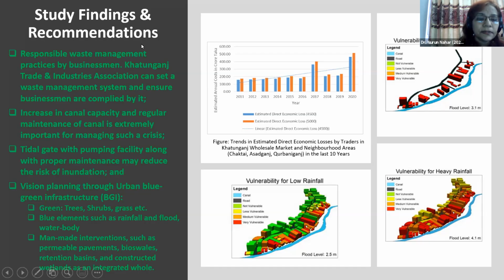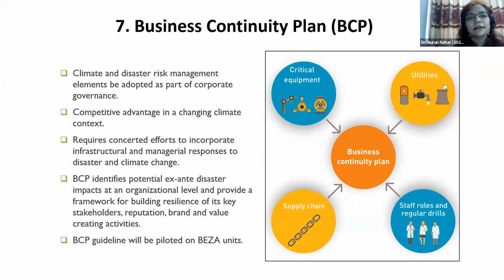So we can have it such as the pavements, wells, retention basins, and construction of wetlands designed in a more environment-friendly manner, and also increase the canal capacity. There are many canals there, through dredging. If that is done on a regular basis, I think the waterlogging problem may be reduced to some extent. So after this, we will go to our next activity, that is the business continuity planning.